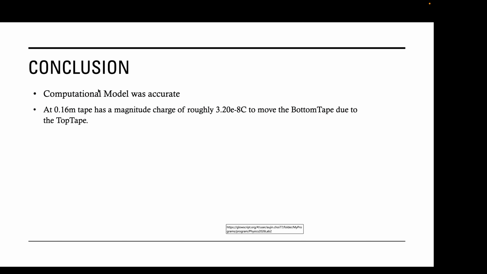So the conclusion is that the computational model was accurate, and at 0.16 meters, the tape has a rough charge magnitude of roughly 3.20e-8 coulombs, which is required to move the bottom tape due to the top tape.